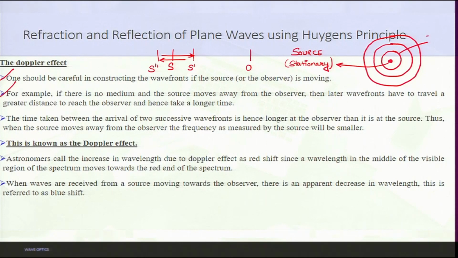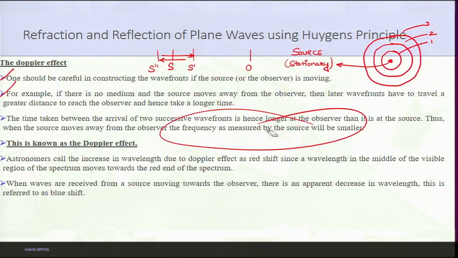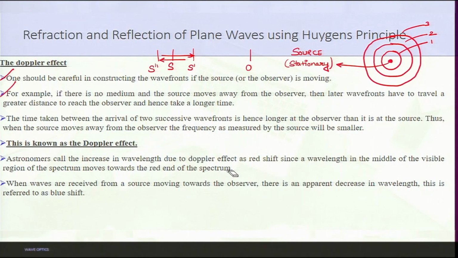These are nothing but wave fronts. So, this is wave front 1, this is wave front 2, this is wave front 3. The time between them is hence longer at the observer than it is at the source, quite evident. Thus, when the source moves away from the observer, the frequency as measured by the observer will be smaller. So, this was the only concept I was talking about, that if the relative distance is increased, the frequency becomes smaller.